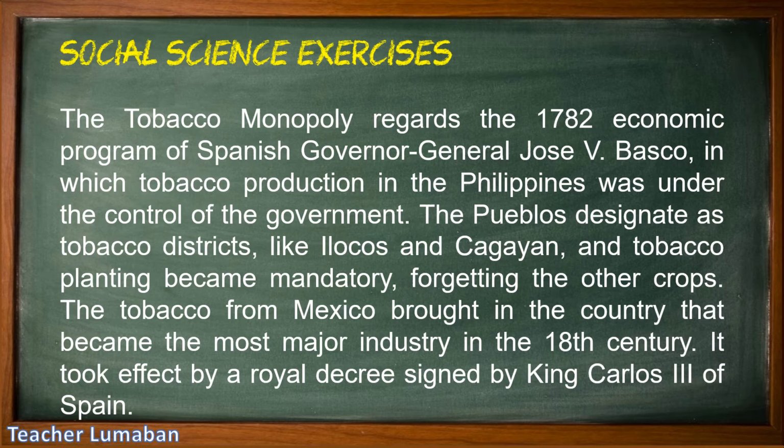The pueblos were designated as tobacco districts, like Ilocos and Cagayan, and tobacco planting became mandatory, forgetting the other crops. The tobacco from Mexico, brought into the country, became the most major industry in the 18th century. It took effect by a royal decree signed by King Carlos III of Spain.